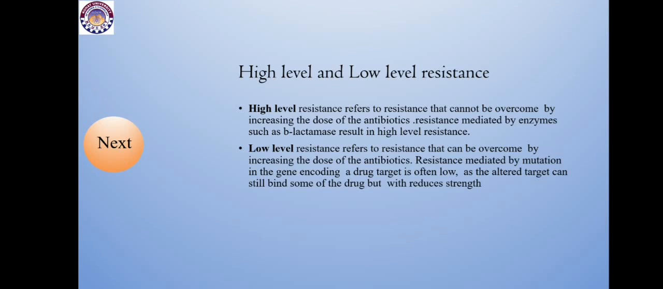It refers to the resistance that can be overcome by increasing the dose of antibiotics, because this kind of resistance is being mediated by the mutation in genes. Once the genes are mutated, the structures they produce will also be different. But even though these structures are different, the antibiotics can still bind to them, because some portions are still matchable. So the antibiotics can still bind to these structures and overcome the resistance.